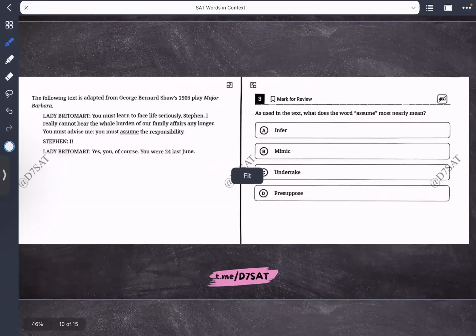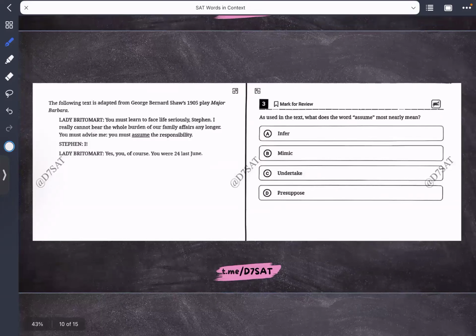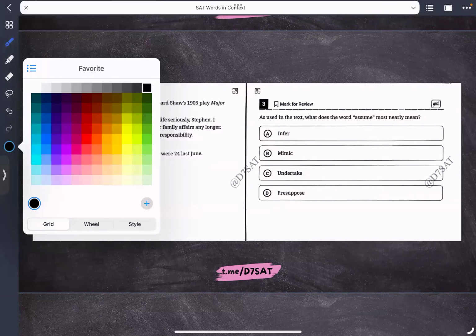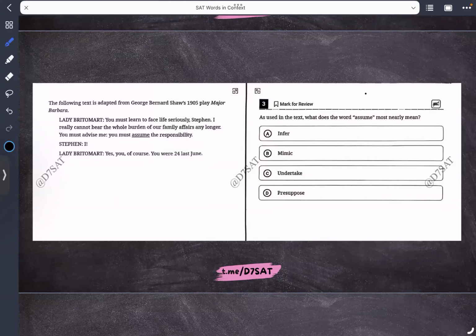Let's take a look at the question. This one is the second question type. As used in the text, what does the word "assume" most nearly mean? This is the second question type, and it doesn't ask for a blank part, but there is already a word given, and it's underlined, so you should use a synonym for it. The following text is adapted from George Bernard Shaw's play. Right now, you don't have to look at the options on the right side. Just take a look at the text.